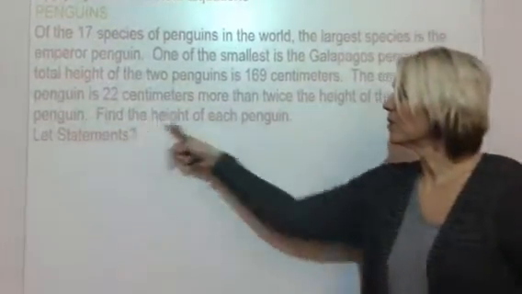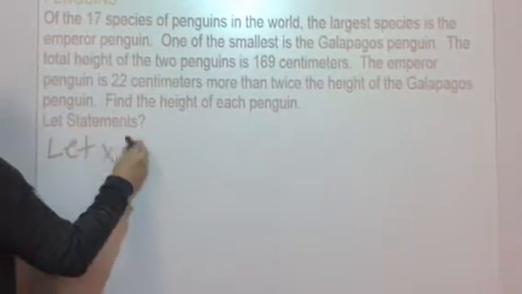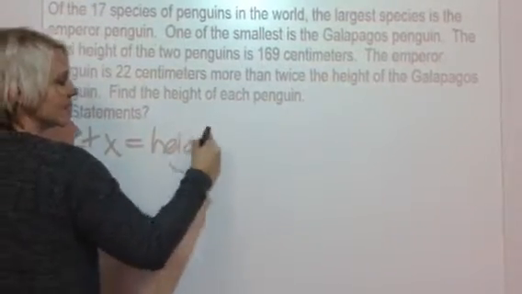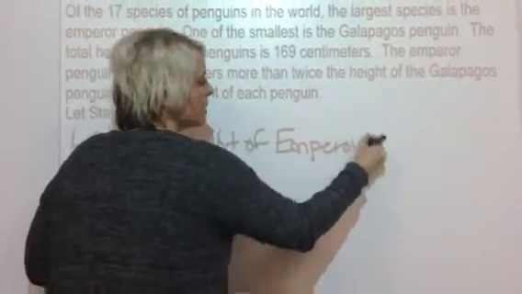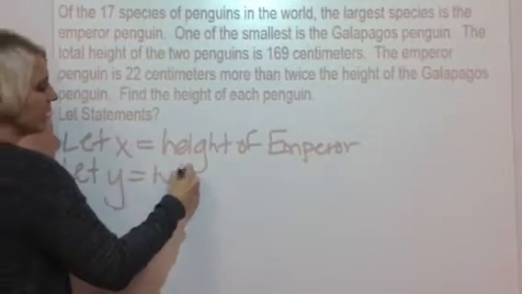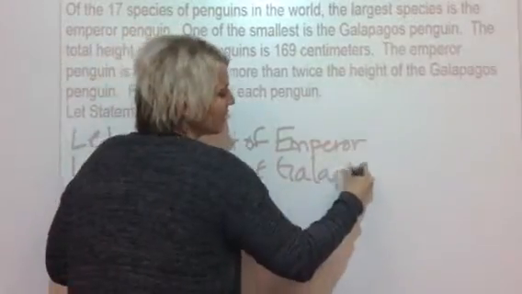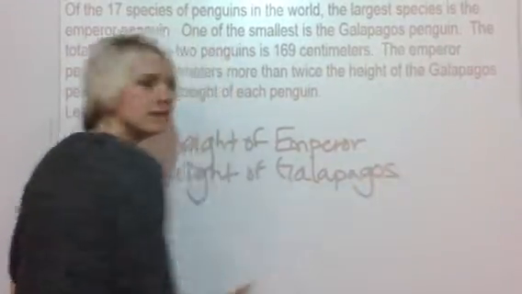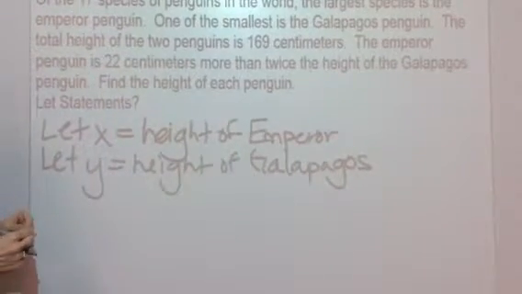Well, here we go. We want the height of each penguin. So my x, I'm going to say let x be the height of the emperor, because that one was the first one mentioned. Then I'm going to say let y be the height of the Galapagos, just because that one was the second one mentioned. So my equations are going to fit my variables here, x and y.